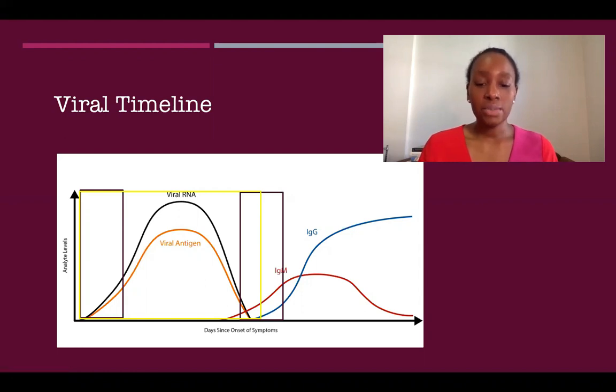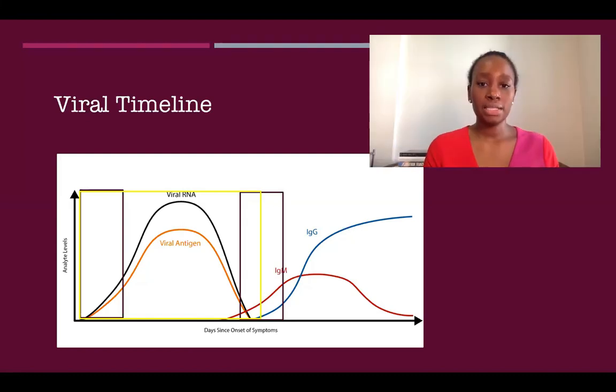And again, that's why I think that these two tests can really be complementary, because they give us different information at different times. Because after the viral RNA declines, we can then detect the IgG for a long time afterwards. And this is what we're testing when we're asking ourselves, has someone been exposed to the virus, and do we think they have immunity to the virus?